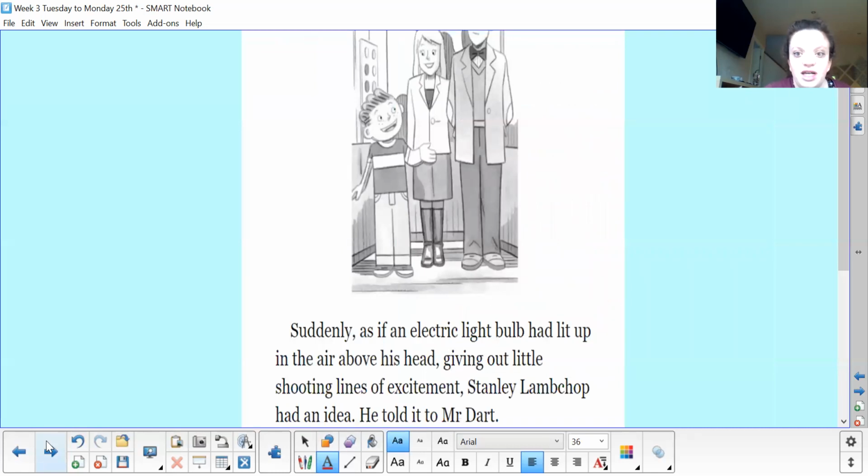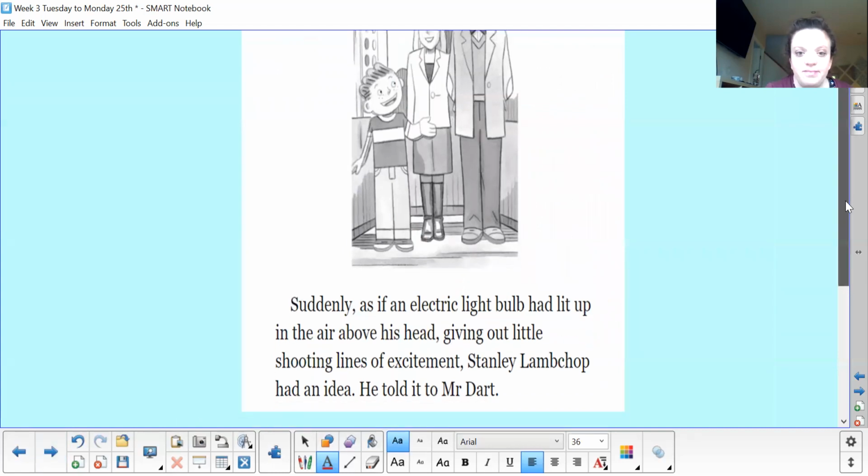Suddenly, as if an electric light bulb had lit up in the air above his head, giving out little shooting lines of excitement, Stanley Lambchop had an idea. He told it to Mr. Dart.